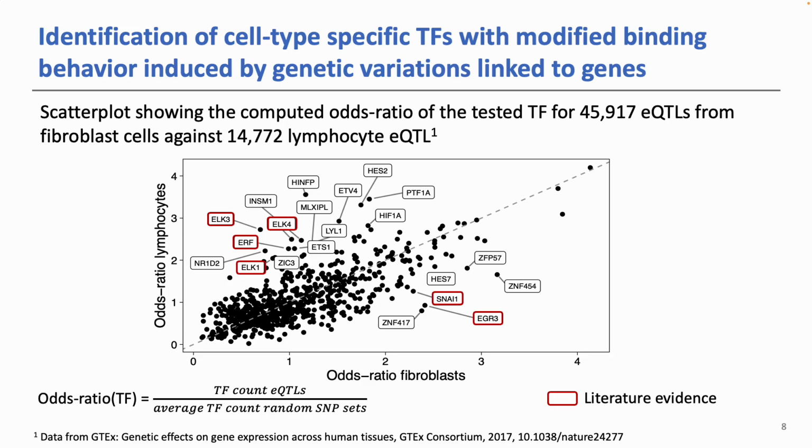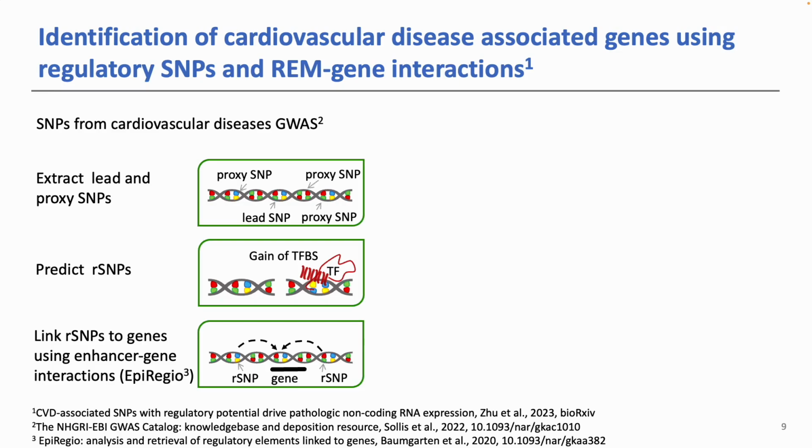And for several of these TFs, we found evidence in the literature that they are associated to the analyzed cell types. In a second application, we worked together with the lab of Jaya Krishnan, and they are interested in identifying non-coding disease genes for cardiovascular diseases. And to do so, we downloaded GWAS studies which are associated to cardiovascular diseases, extracted their lead SNPs and the SNPs in LD. Then we used our statistical approach to predict the regulatory SNPs.